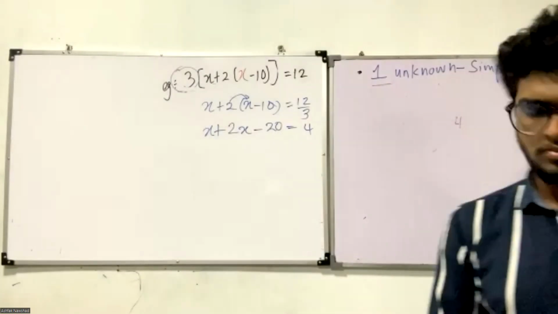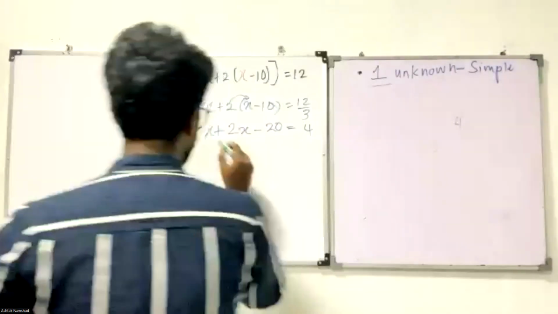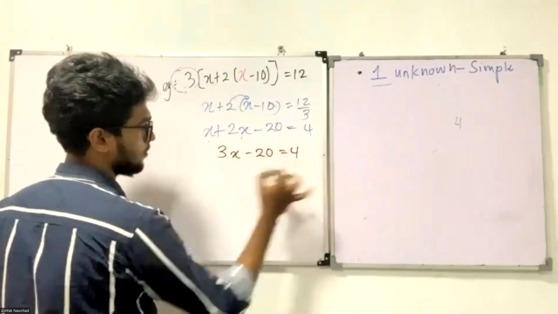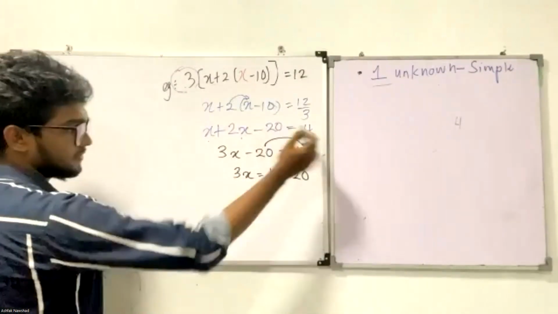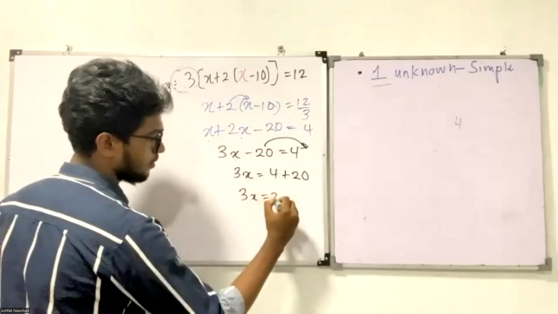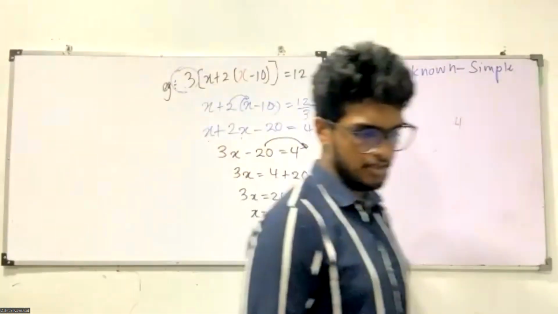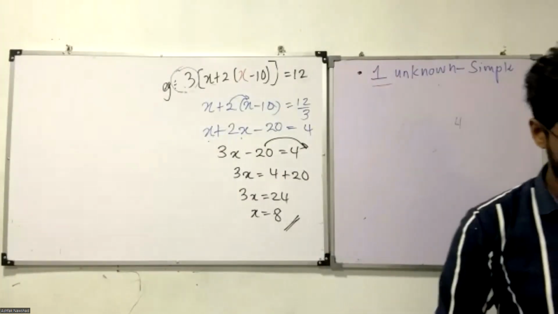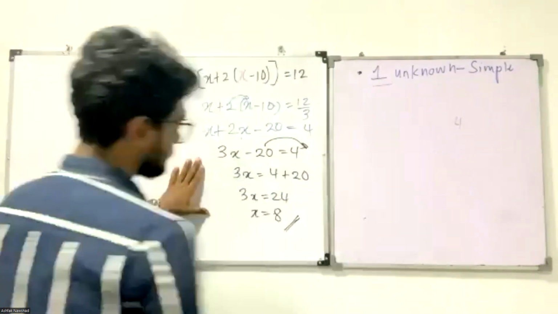So now we can simplify. X plus 2x is 3x. 3x minus 20 is 4. So 3x is 4 plus 20. 20 becomes positive. Now 3x is 24. So x is 8. We divided both sides by 3. Is this clear? Good. Alright. So this is one method.